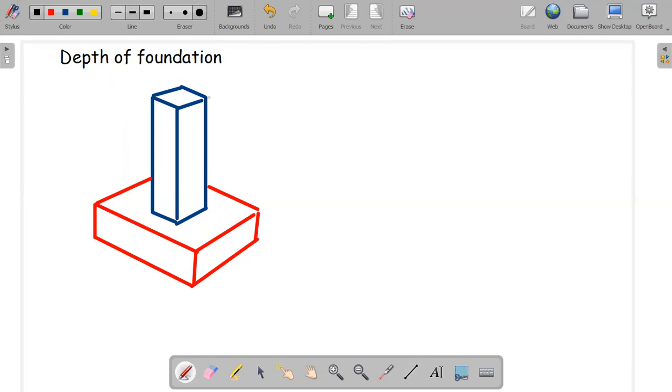Now we are going to discuss the depth of the footing. Imagine this is the ground floor level. In the previous video, we discussed how to find this area, how to find this length, how to find this width. Now we are going to discuss how to find the depth of the footing. This is the depth, from the ground floor level. I will say the depth of the footing as capital D. Now we are going to find this D.